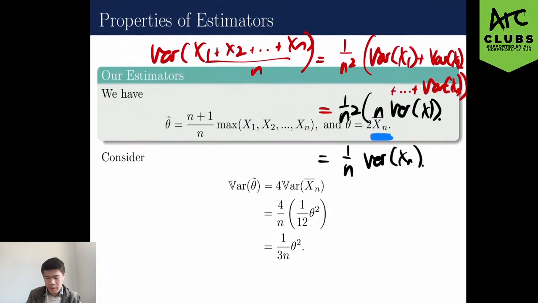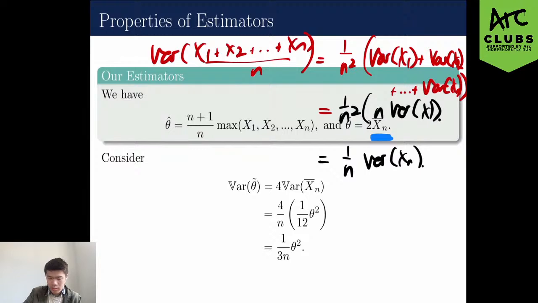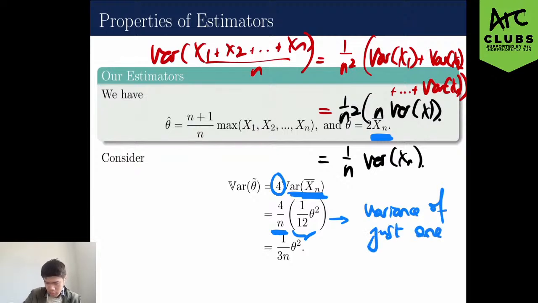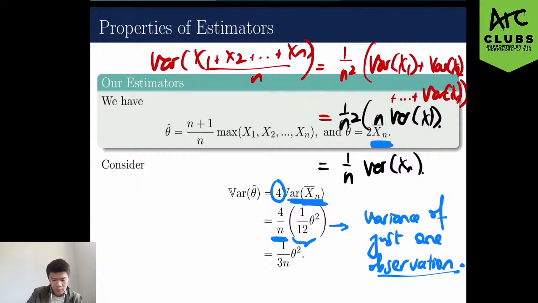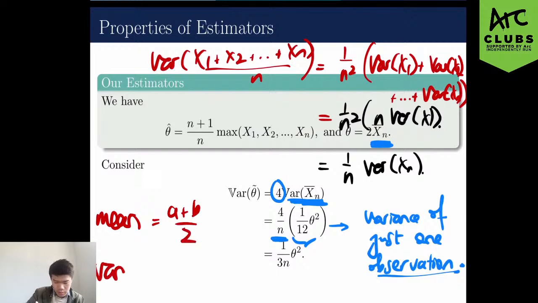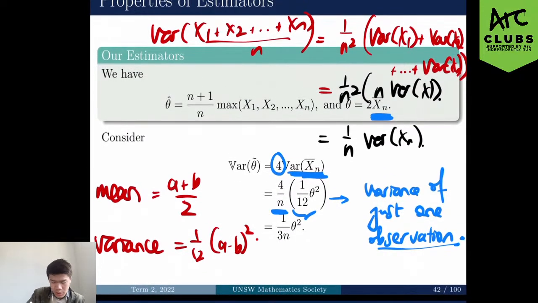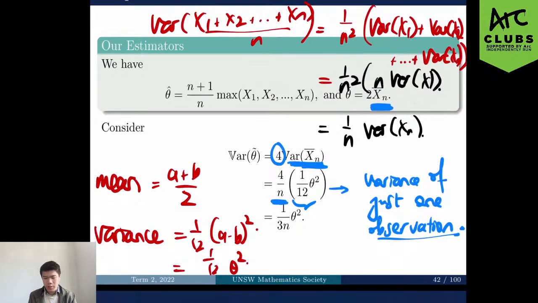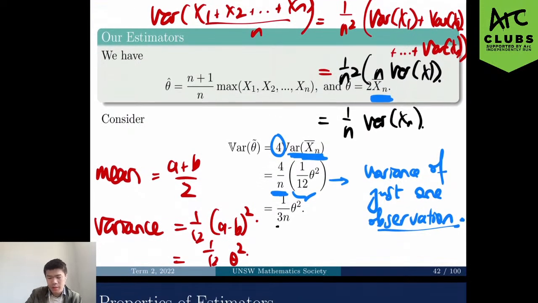Right, so that's what we've done over here. Basically, we've just done 4 times the variance of x, the sample mean. Then we've taken out the n, and we replace this with the variance of just one observation. And you can calculate this using the uniform table. Remember I said before, the mean of the uniform random variable is a plus b on 2. The variance is equal to a 12th times a minus b squared. And that's just going to be a 12th times theta squared. That's where this comes from. And you end up with just 1 on 3n times theta squared.